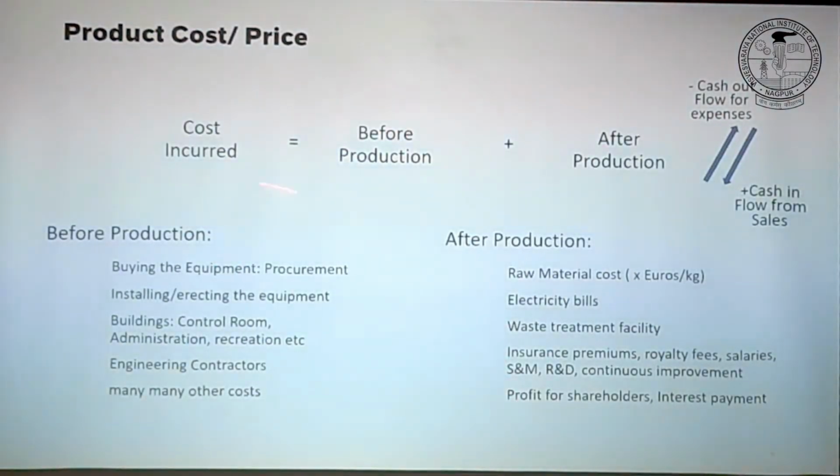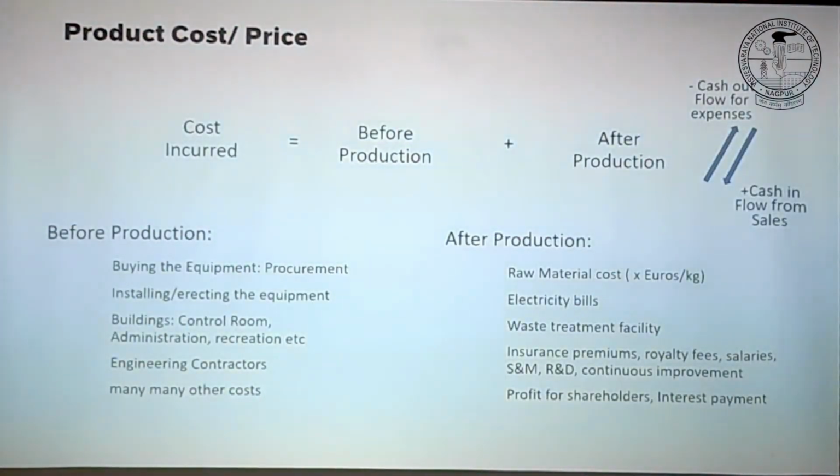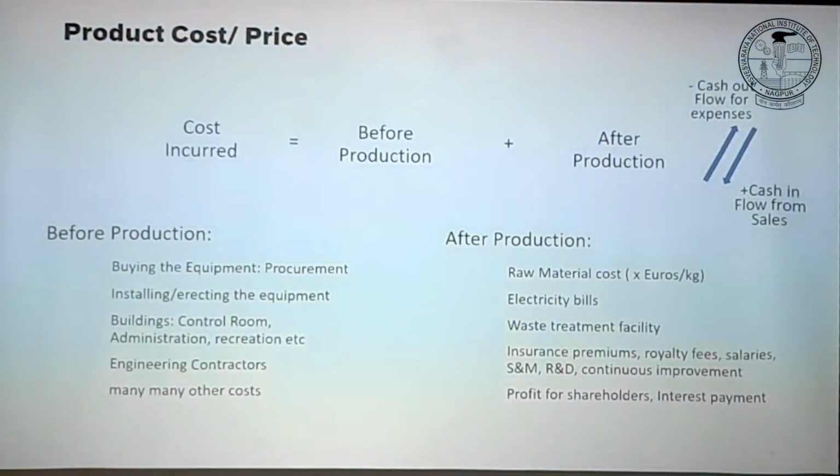So basically we separated total costs into before production, before you start production, and once you start producing your product and start selling it. After production you have, let's say, some negative cash flow and some positive cash flow, right? But before production you only have negative cash flow.